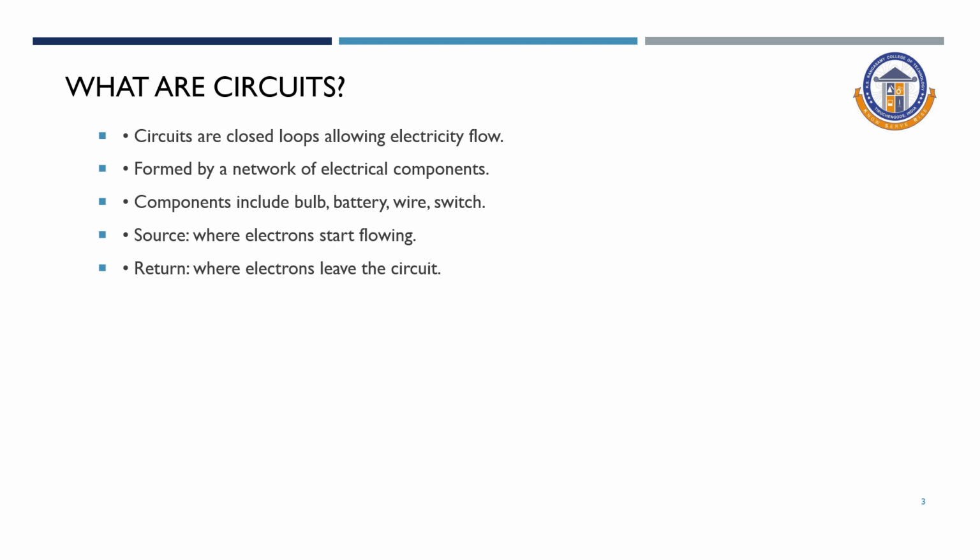So what is the source? We have circuits, we have a network, and we need to give some energy. Those energy elements are nothing but sources, where the electrons start flowing. The circuit is a closed loop, as we said earlier. That is the return path where electrons leave the circuit.